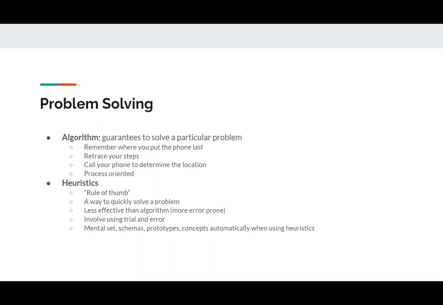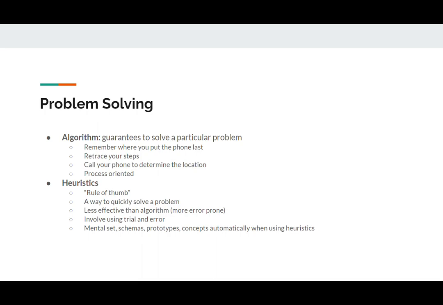An example of a heuristic would be trying to find the x value that makes this equation true: 3x plus 6 equals 24. You might plug in multiple x values until you determine the x value that works. Heuristics are the opposite of algorithms and are more result-oriented. We use our mental states, schemas, prototypes, and concepts automatically when using heuristics.